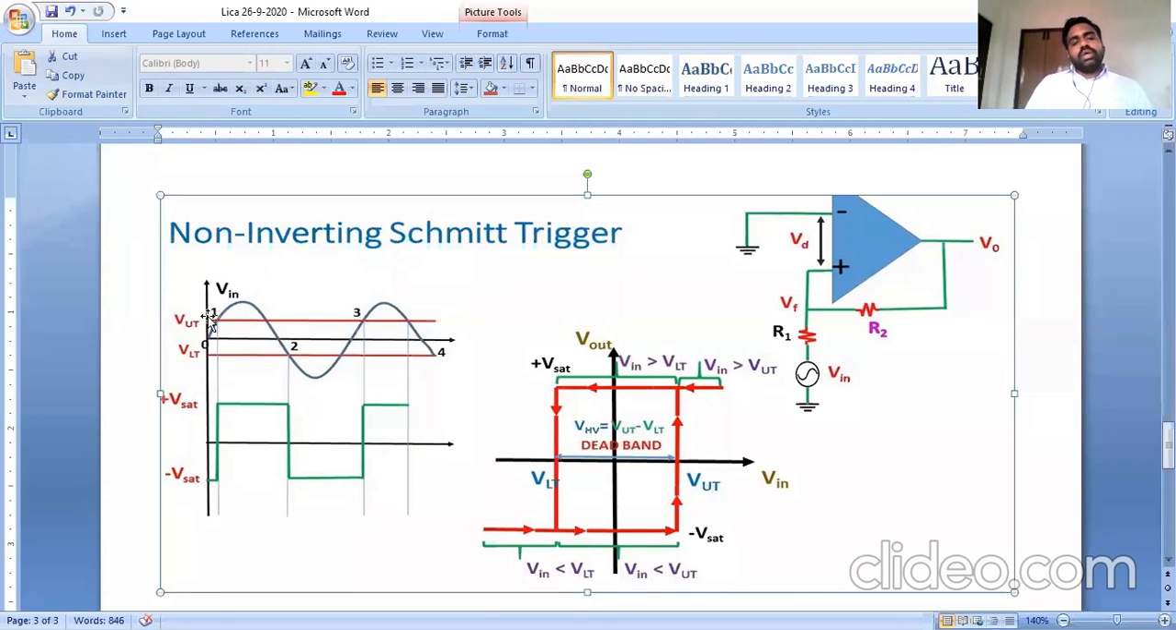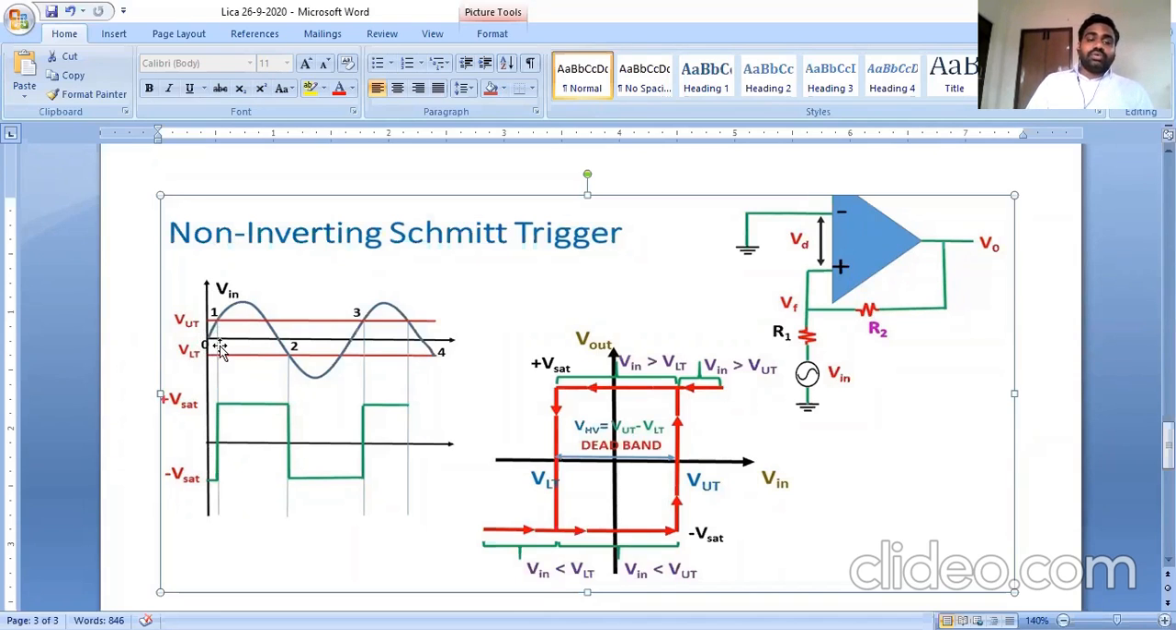And here we have an upper threshold voltage band, and this is a lower threshold voltage band. Okay, in the condition of the non-inverting comparator, the input voltage can be analyzed with respect to the positive peak, that is plus V maximum, and the negative peak is analyzed with respect to minus V maximum.